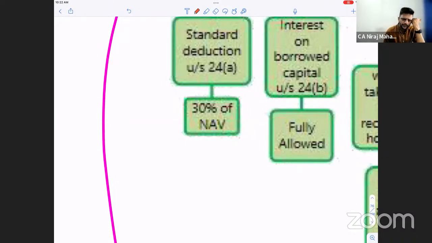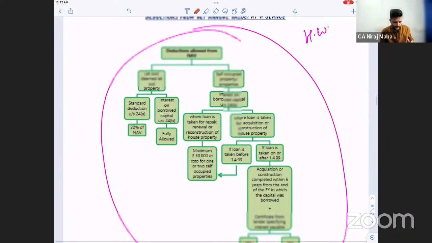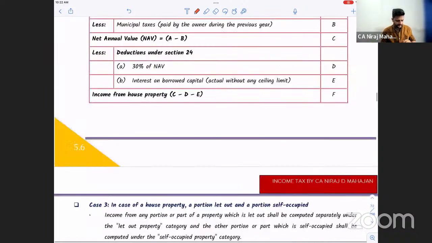Clear? Now, my net annual value is nil. Therefore, 24A will also be nil. Only what remains as a deduction for SOP is what then? 24B. And now even that has some kind of ceiling limits, which we have to check. Done till here, all of you? Should we go ahead? Okay.